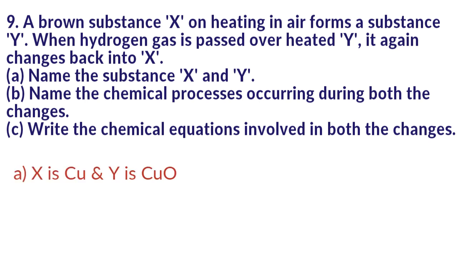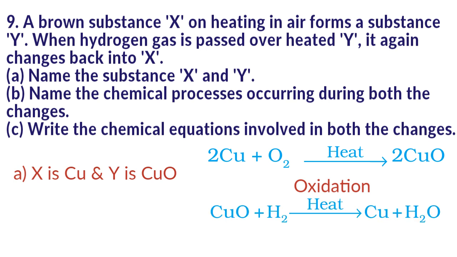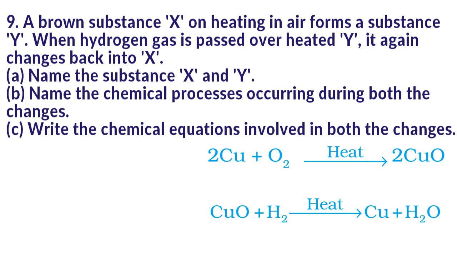Here copper reacts with oxygen to give copper oxide. That is, oxidation is taking place. When hydrogen gas is passed over heated copper oxide, reduction is taking place. That is, copper oxide plus hydrogen giving copper plus H2O. So the chemical processes occurring during both the changes are oxidation and reduction. And these are the two chemical equations involved in both the changes.